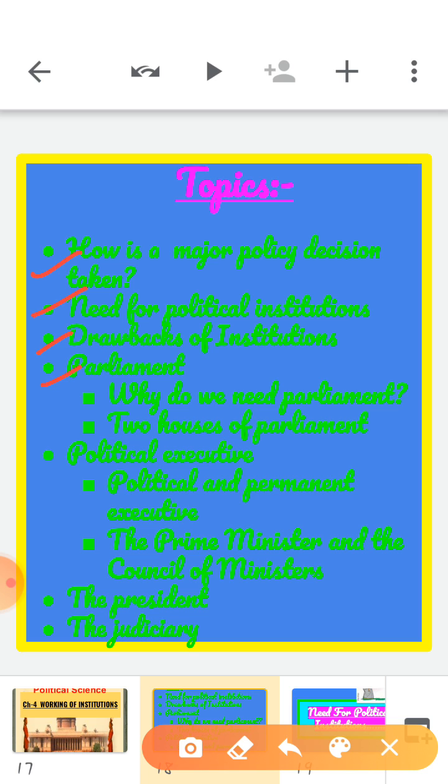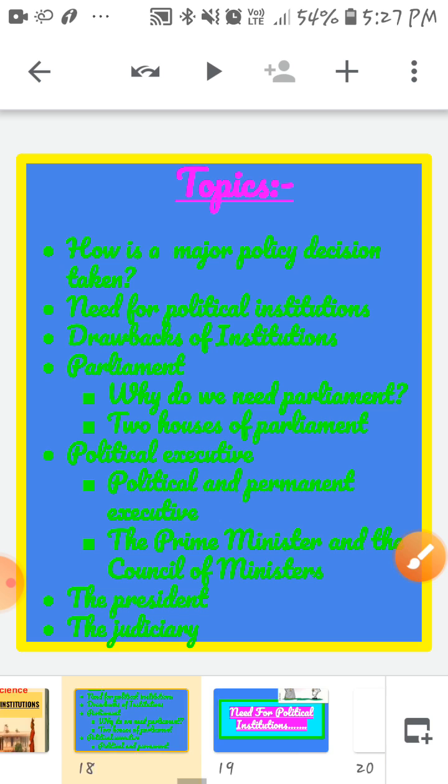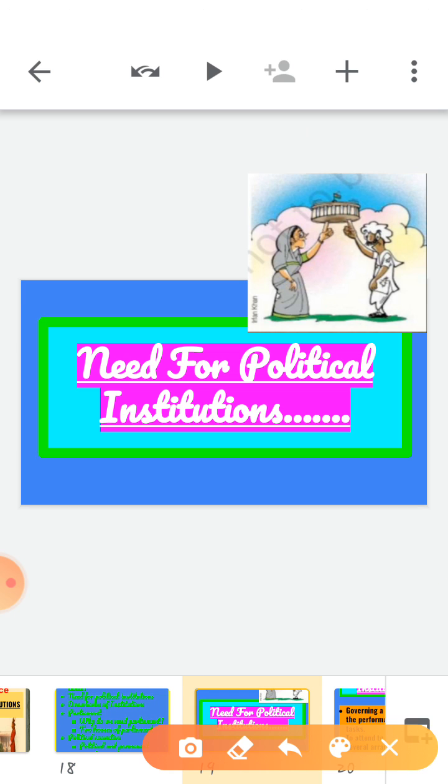In this session we are going to discuss these topics. First, the need for political institutions, drawbacks of institutions, and after that Parliament. That means why do we need Parliament, and we will also discuss the two houses of Parliament. So, our next topic is the need for political institutions.